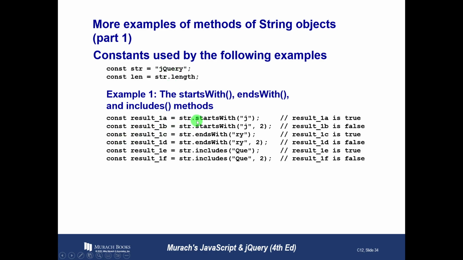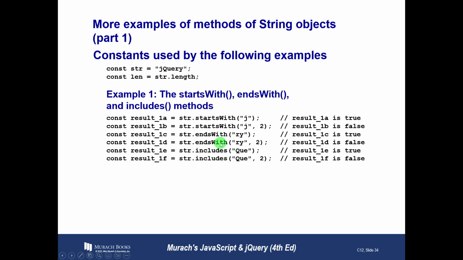Okay, so here's an example of startsWith. If we take our string and call startsWith, and we look to see if it starts with a lowercase j, we would get true. If I tell it to see if it starts with j, but start at the second character, the second index, which would be the u, we'd find out that it's false because it starts there with a u, not with a j. We can check to see if it ends with an ry. It does end with an ry, so the result is true.